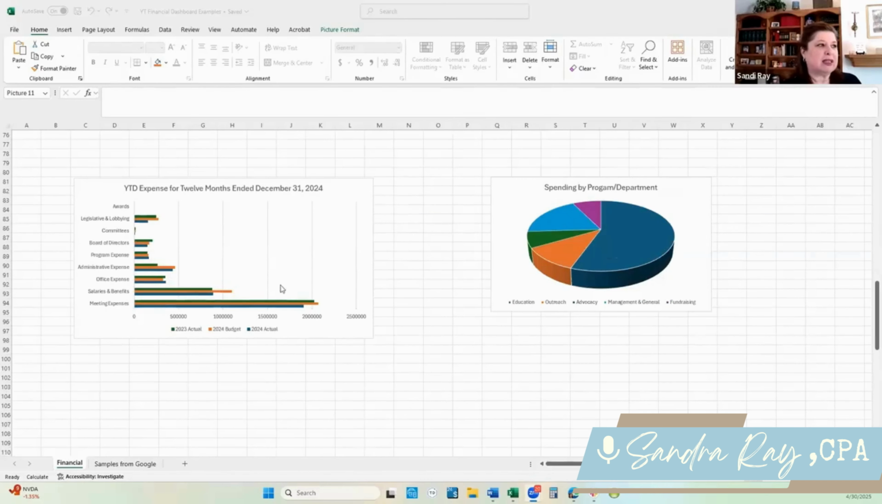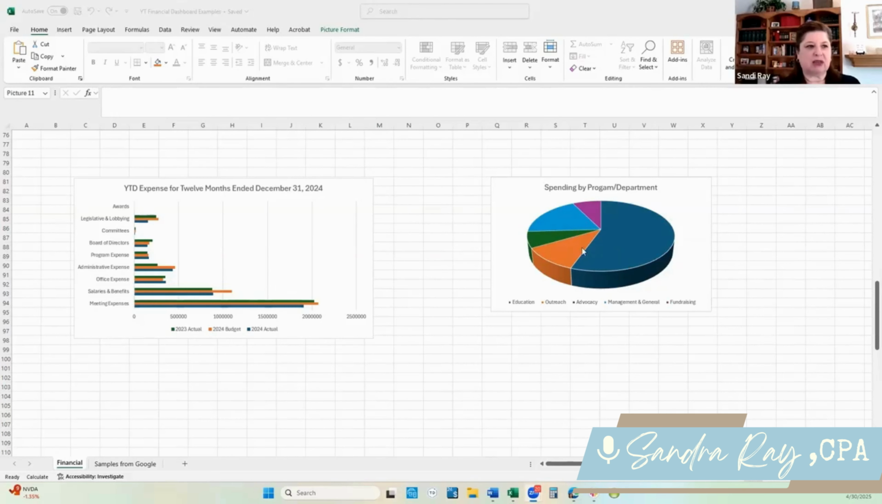Here's another one. It just breaks out spending, and this is by department or by program. And I've used the same information for this organization, the meeting organization, showing it as a bar chart where you compare last year, actual this year, and budget. But I also created, and I just made up some numbers, spending by program or department. Here's the educational spending. Here's our outreach spending. Here's our advocacy, our management in general, and our fundraising.